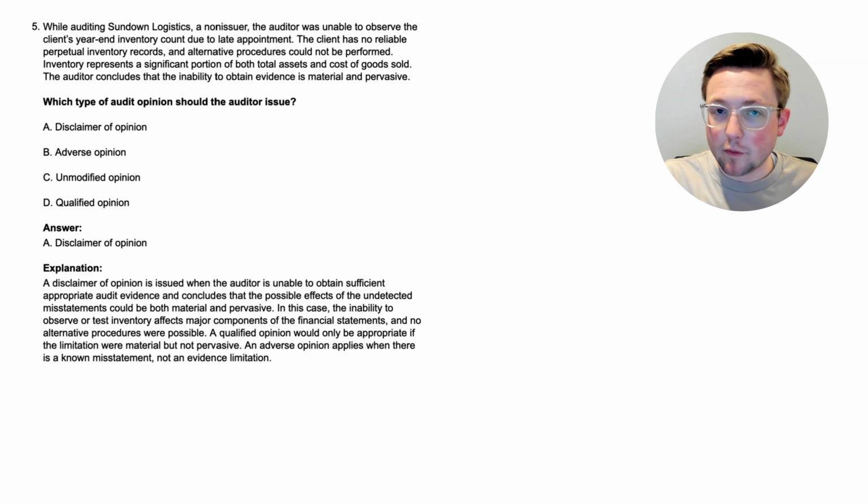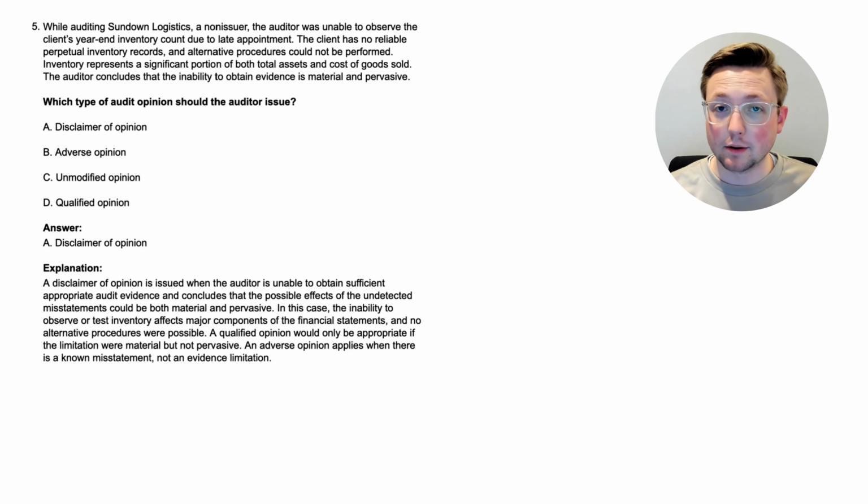So again, disclaimer of opinion, fairly similar to an adverse opinion because it's material and pervasive, but it's because they couldn't get sufficient appropriate evidence. They just couldn't figure out certain things, and it's a big deal because it could be really bad for the financials, but they don't know for sure because they weren't able to get appropriate evidence. That's a disclaimer of opinion compared to an adverse opinion. They know that there is a misstatement and they know it's pervasive and material.